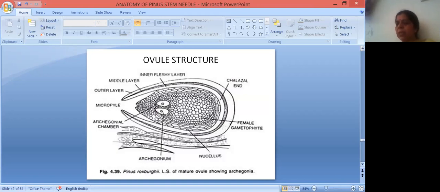Before starting the structure of the ovule, the female cone consists of a number of megasporophylls spirally present on the central axis. Approximately 80 to 90 megasporophylls are arranged on the central axis. The bract scales and ovuliferous scales thus form a seed scale complex. A single megasporophyll consists of two types of scales, that is, the bract scale and the ovuliferous scale.